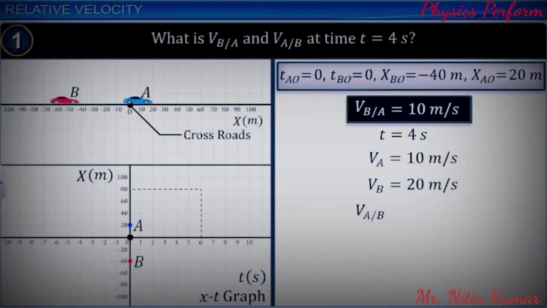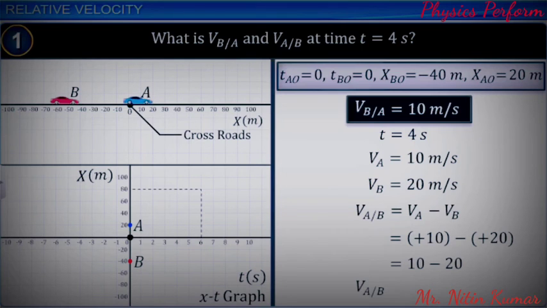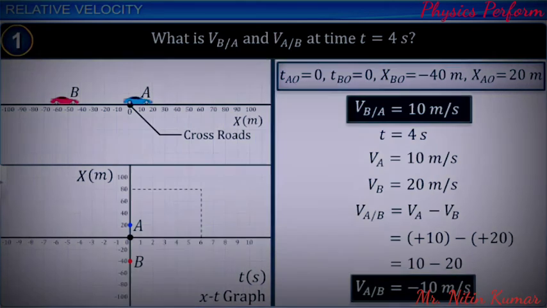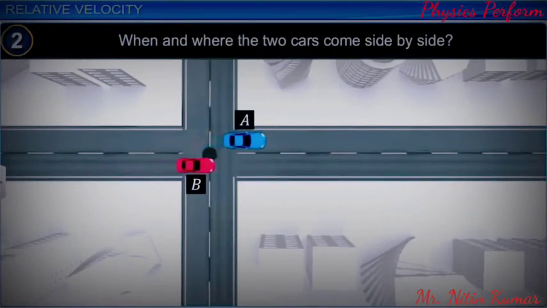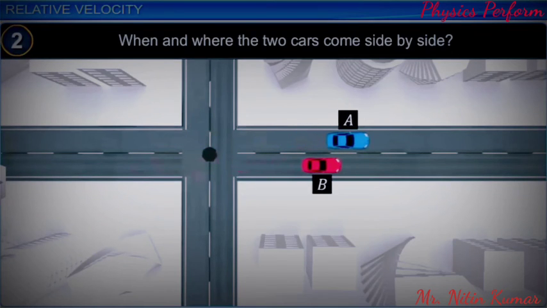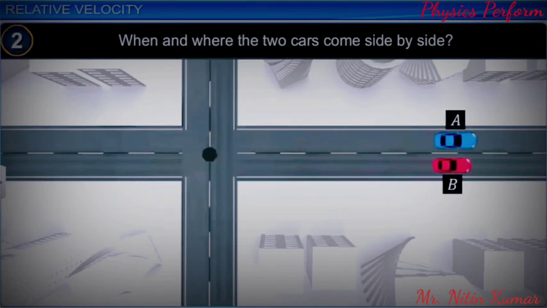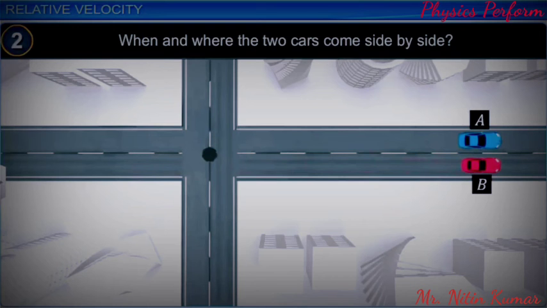Calculating the value of Va by B, it is equal to Va minus Vb. On substituting and simplifying, we get Va by B equal to minus 10 meter per second. 2. When and where the two cars come side by side. When the cars A and B come side by side, their position coordinates with respect to the origin must be the same.